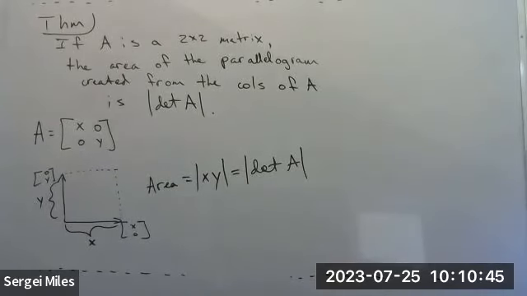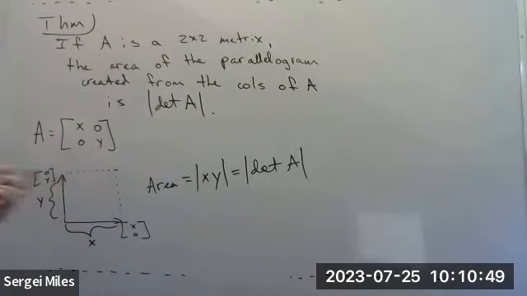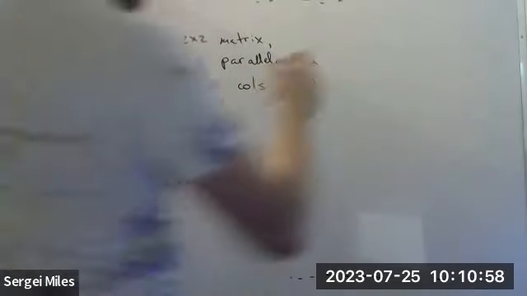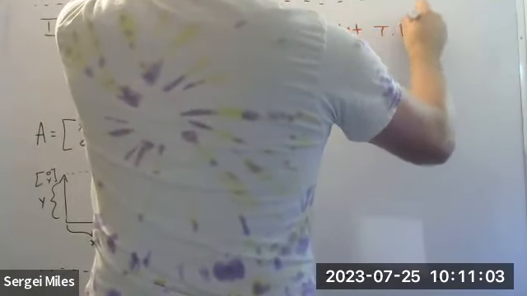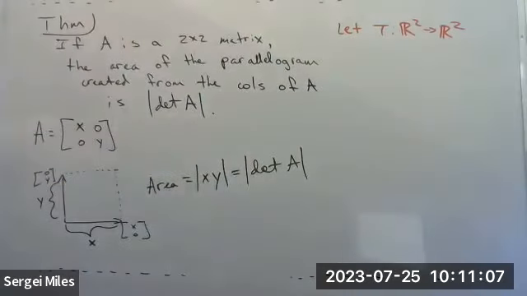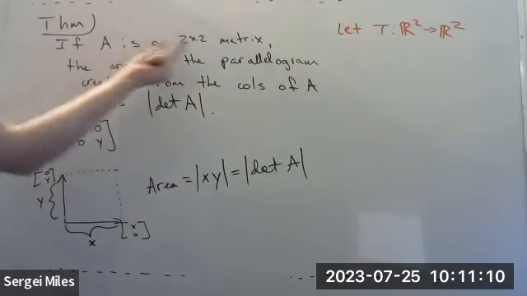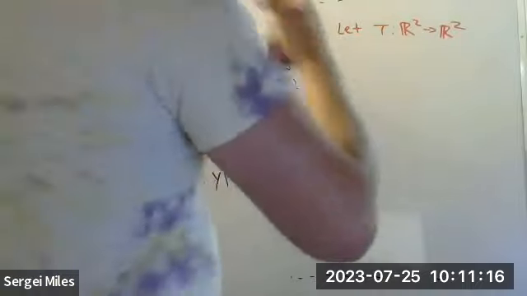Well, now, what if I transform a matrix, right? Or I transform my parallelogram. My transformation might make things bigger, or it might make things smaller. All right, so what does this look like? Well, let T from R2 into R2. Again, why does it need to be in R2? Because we're talking about a 2x2 matrix. These are vectors in R2, right? Okay. So this is a transformation.